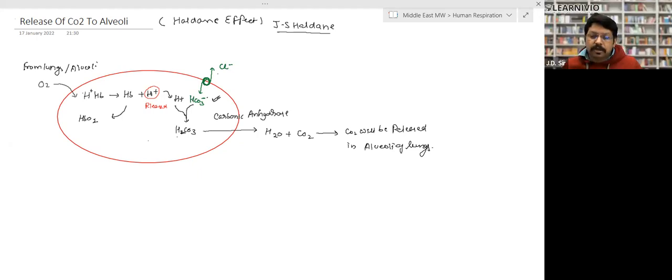Haldane effect has been asked in medical examinations rarely, but it is asked. Chloride shift many times has been asked, and it is important for your school examination. Whenever I say that it is important for school examination, you have to tick over there. So you have to prepare that topic for your descriptive answer as well.